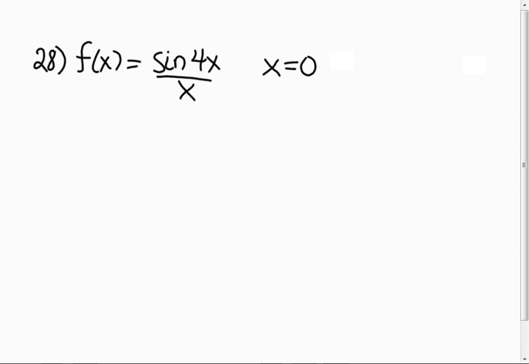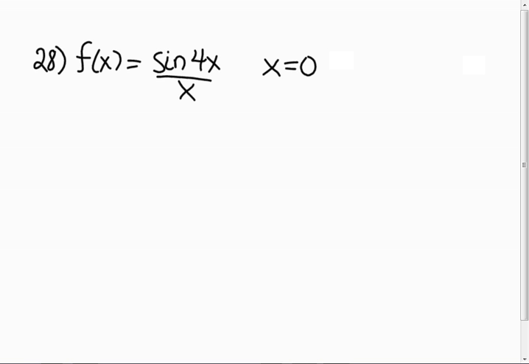Now, I want to be real careful with this. I don't want you to mess this up. And this is the type of question that's on your test. Very similar to this. It says, give a formula. I hate the directions in this book. Give a formula for the extended function that is continuous at the indicated point. Basically, they're just saying, fix the problem.